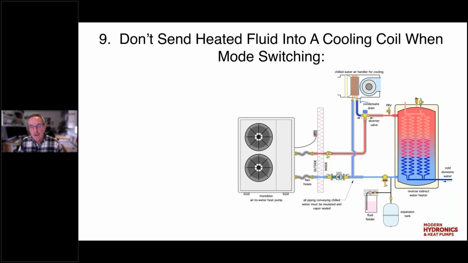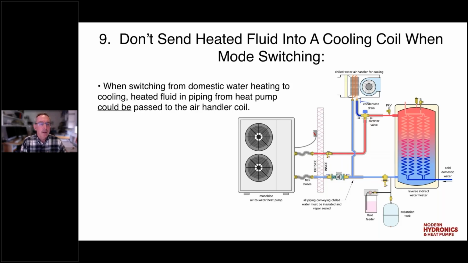But what happens during mode switching? Let's say that we're in a mode where we're heating domestic hot water, and then we satisfy the temperature we need in the indirect tank, and then we immediately switch over to cooling. Okay. The problem is that the piping from the diverter valve back to the heat pump, as well as the piping from the tank back to the heat pump, still has hot water or hot antifreeze in it.